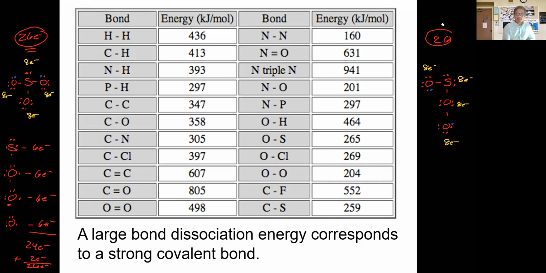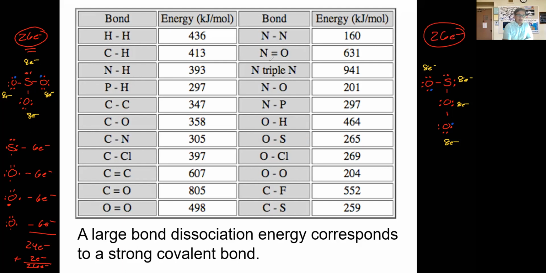So both of these, based simply on the drawing, based simply on what we say with the octet rule, everything seems to work. So which one of these structures is the correct structure for sulfite? This is where we will have to rely on bond dissociation energy.